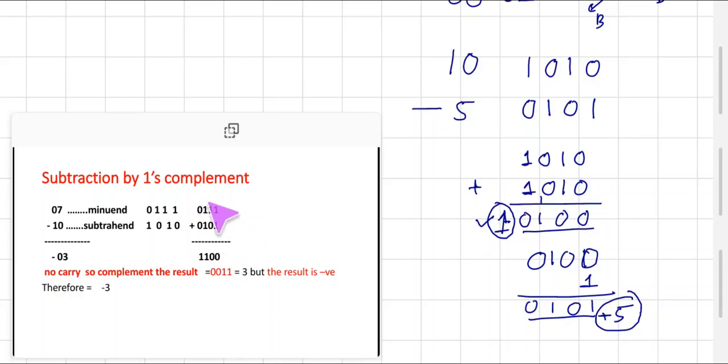Now in this case you observe that we have got the result in only 4-bit form, there is no carry, and if there is no carry, we complement the result. So the result is 1 1 0 0, which is complemented to 0 0 1 1, and that turns out to be 3. But as there is no carry bit, the result is negative, and therefore minus 3. That means 7 minus 10 gives minus 3. This is the way we can subtract binary numbers using the 1's complement method.